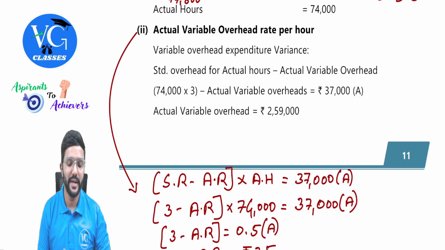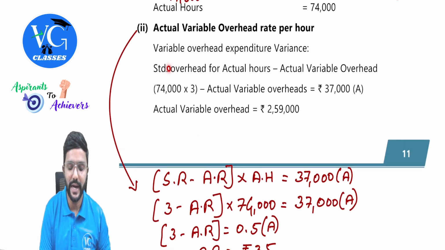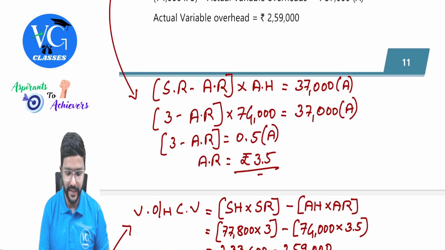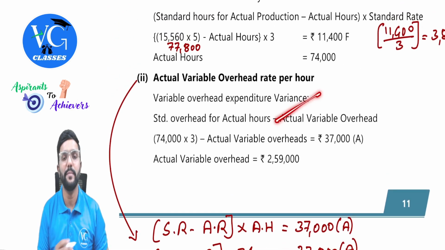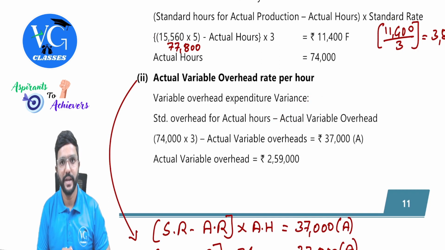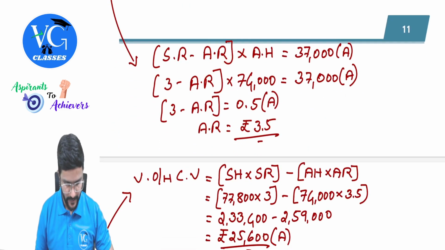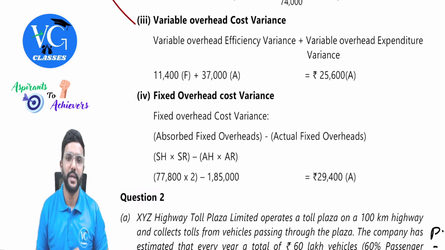Now here, what they have done is, instead of taking it separately, they have straight away done standard overhead for actual hours. So they have straight away multiplied this. That's all. Then they have also taken actual rate into actual hours, which is nothing but actual variable overhead. That's all. Whichever strikes your mind first, you can go with that way.